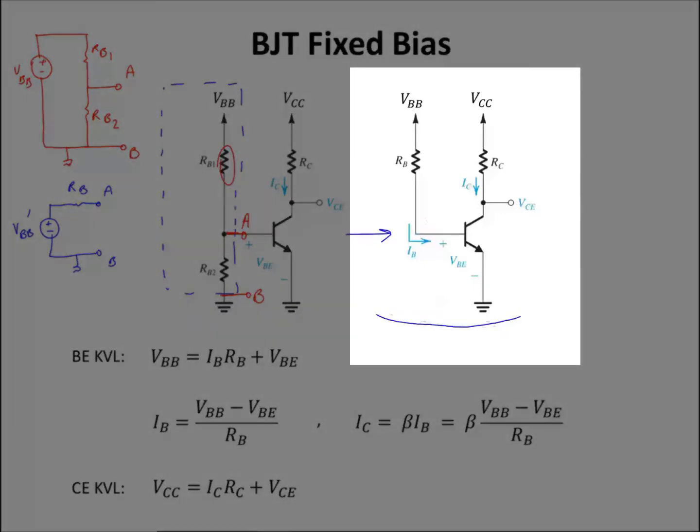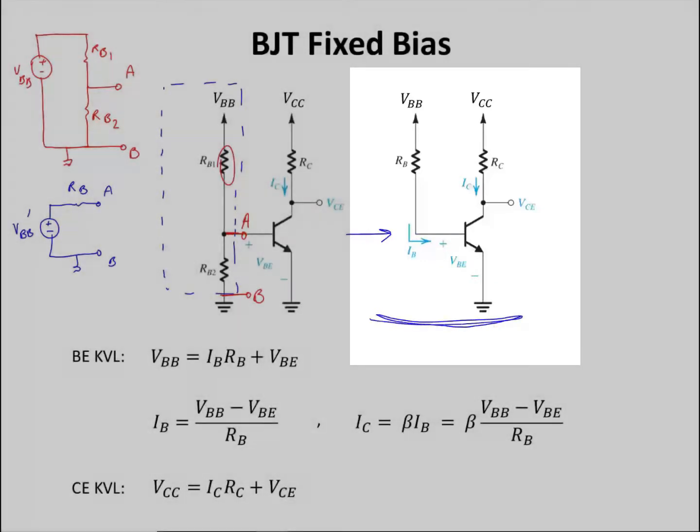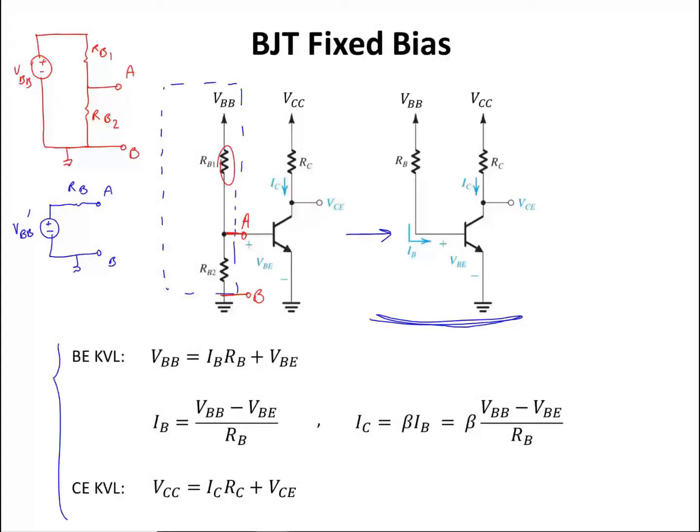The equations that I provided here are for this circuit. Let's look at the KVL equations that I wrote for this circuit. From the base emitter KVL, I can write that V sub BB is equal to I base multiplied by R base plus the base emitter voltage. From there, I can calculate the base current, which is VBB minus the base emitter voltage divided by RB. Because this transistor operates in the active region, which is my desired operating region because I want to use it as an amplifier, I know that I collector is equal to beta times I base. From there, collector current is equal to this equation.